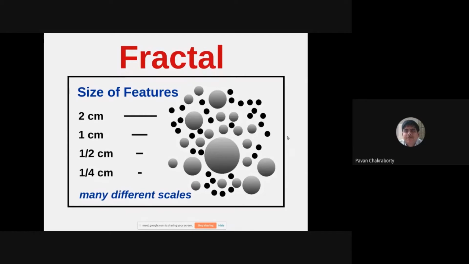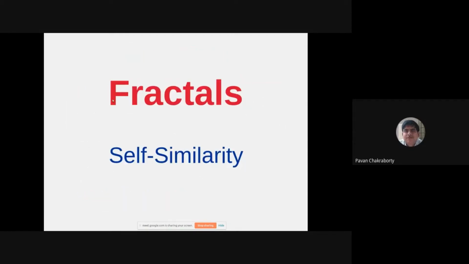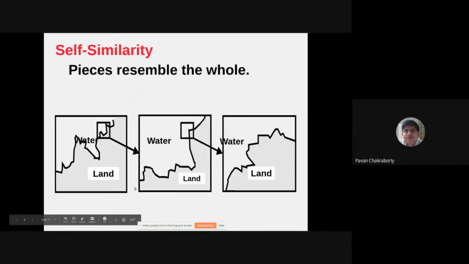If I check pebbles or any other thing, they are of this kind. You don't have a specific size, but you have a distribution of size. So what you see here is a distribution of different sizes. So the main part of fractals is that it is self-similar. So we have seen how this land, if I keep zooming in, it will have it.